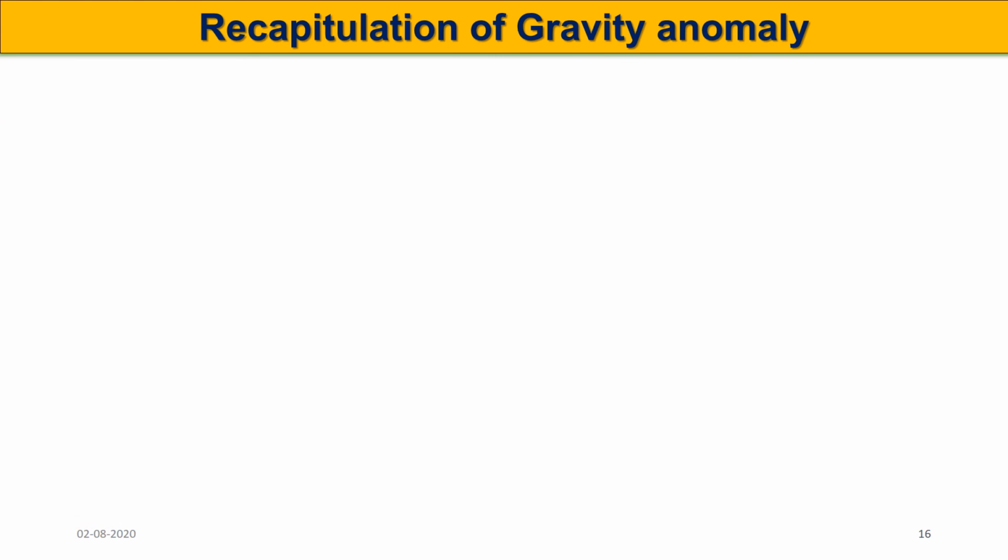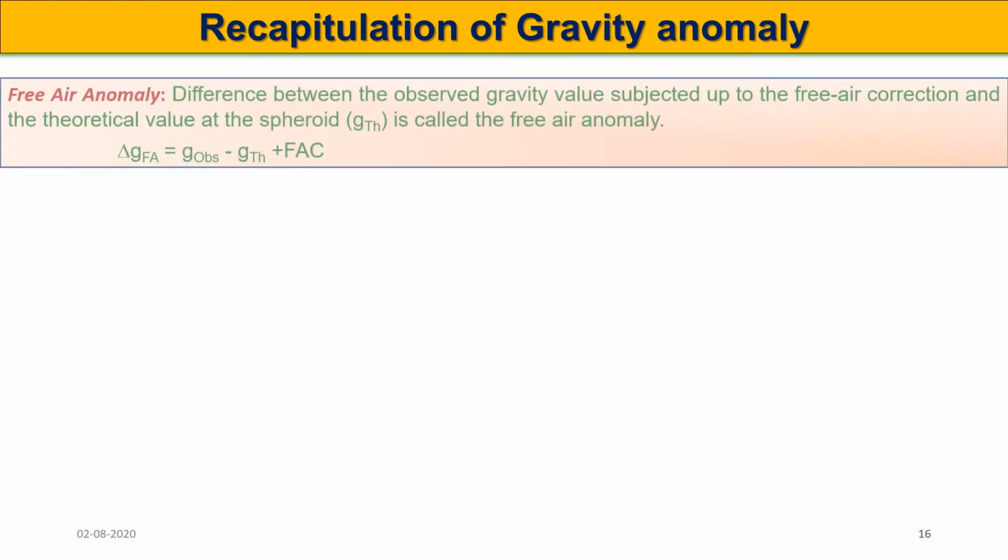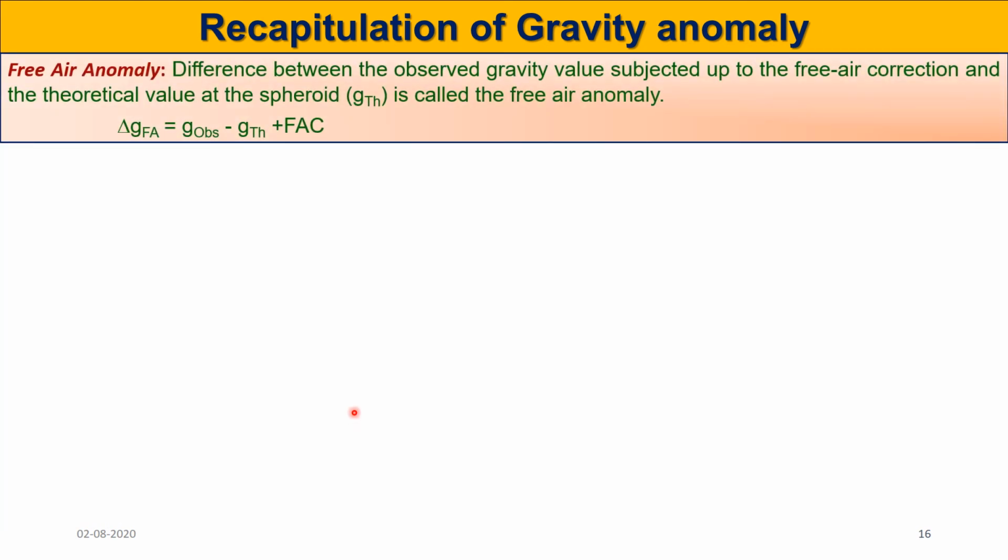So now let's recapitulate the gravity anomalies. What are the first three, one by one? First, the free air anomaly. We have the observed gravity value. We have to subtract the theoretical gravity value, and the free air correction has to be added to compensate for the gravity loss for the extra elevation.